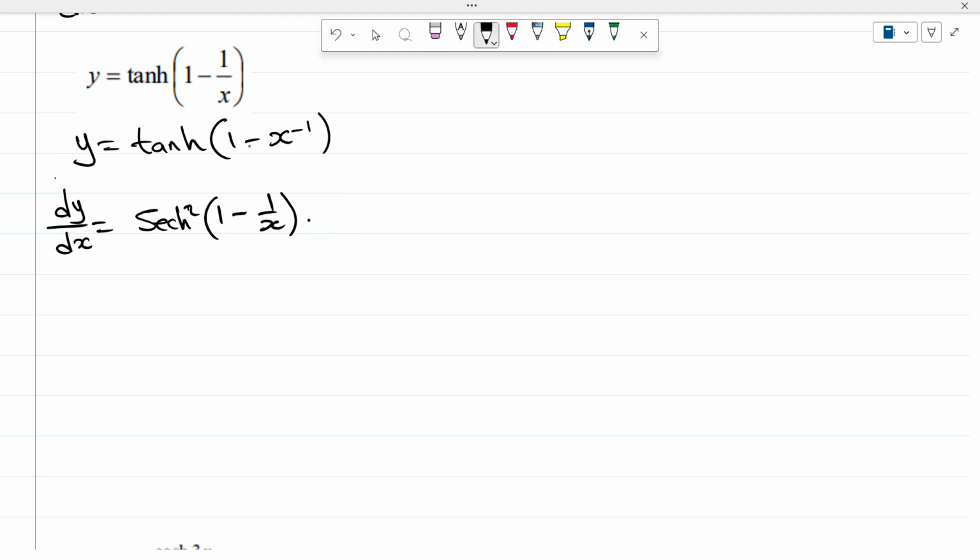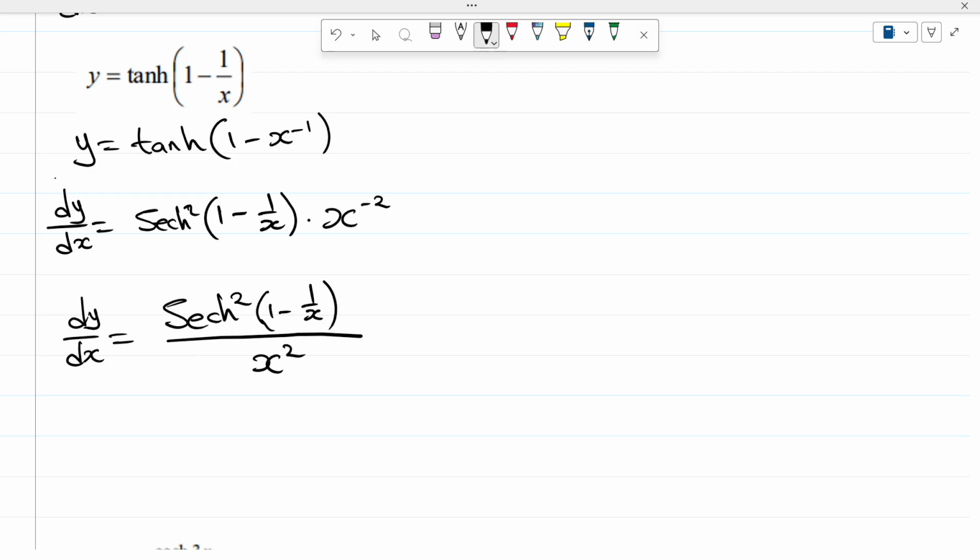Negative, the derivative of 1 is 0, and then negative by that will be positive, and then x to the power negative 2. Then of course we can write this nicely in a way that it will end up looking like the hyperbolic sec squared of 1 minus 1 over x divided by x squared. And then that's supposed to be your answer there.